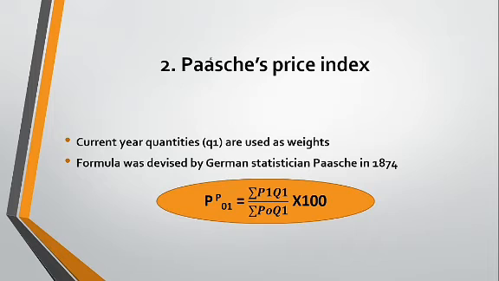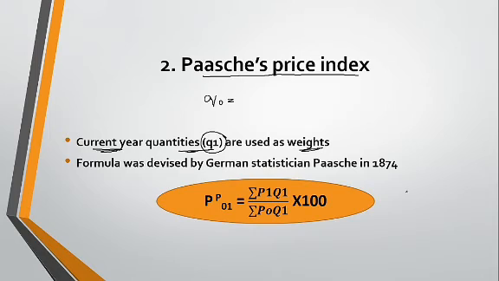Next method, Paasche's price index. Under the Paasche price index, it is the same as Laspeyres, but here we consider the current year's quantity, that is Q1, as weight. In Laspeyres we considered Q0 as weight, but in this Paasche method we use Q1 as weights. And the formula is again similar to the Laspeyres method.